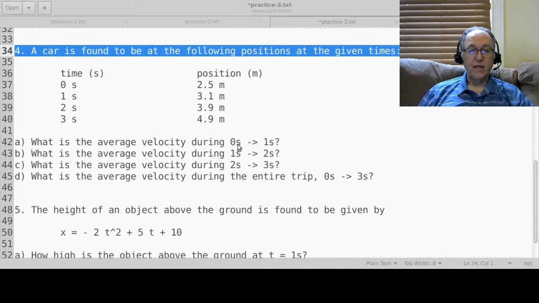The first one is, what's the average velocity during the first time interval, which is 0 to 1 second? Okay, so that's from 0 to 1 second there. And then 1 to 2 seconds, then 2 to 3 seconds. And then I said, you know what? Give me the average velocity over the whole trip.